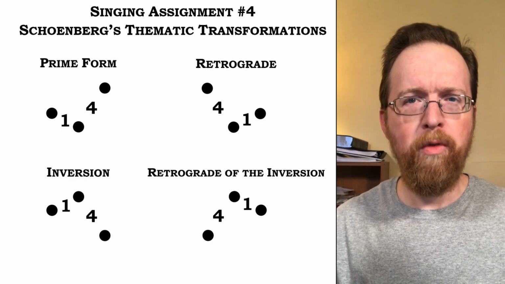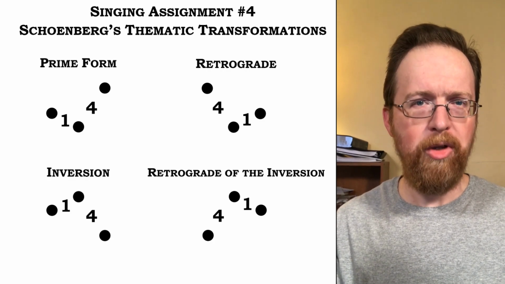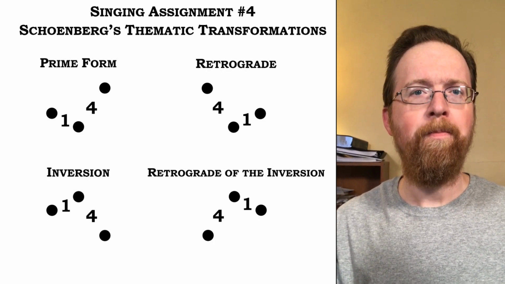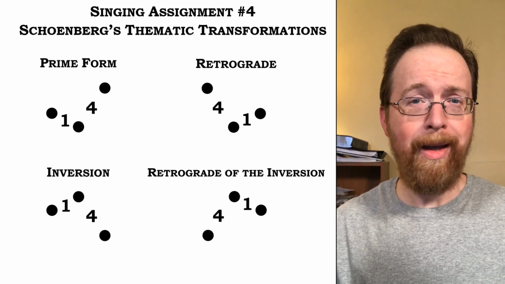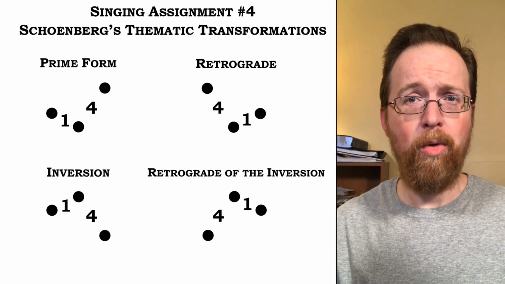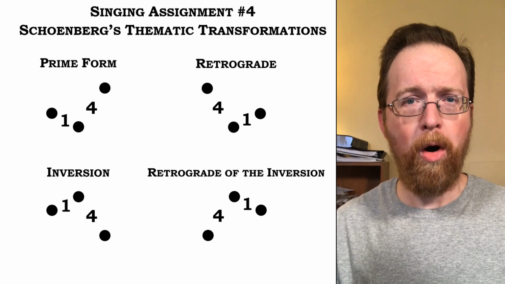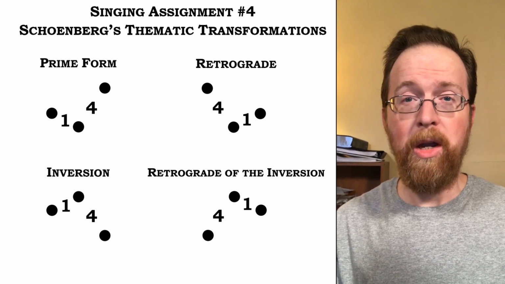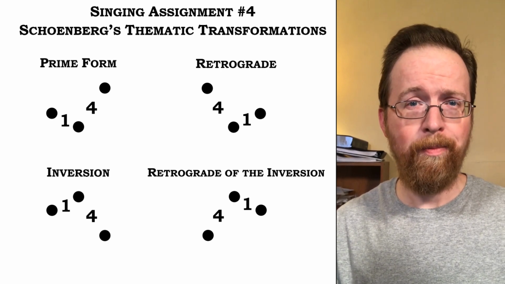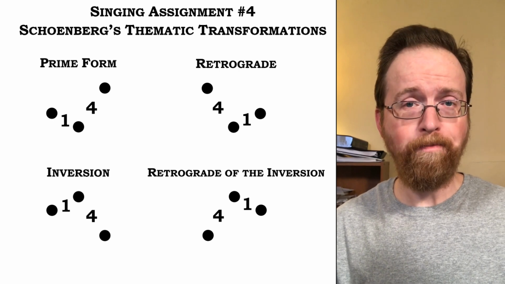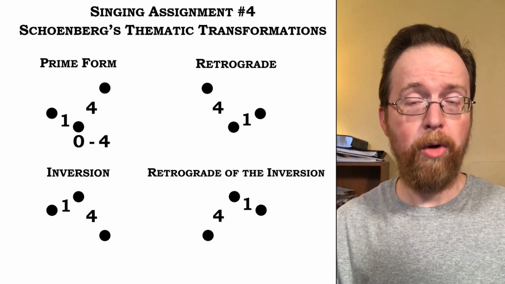Let's use our movable integer system to label these 4 forms. In this example, all of our major thirds are going to take on the 0-4 label, with 0 being the lowest pitch of the major third. So for prime form, we assign 0 and 4 to the major third.